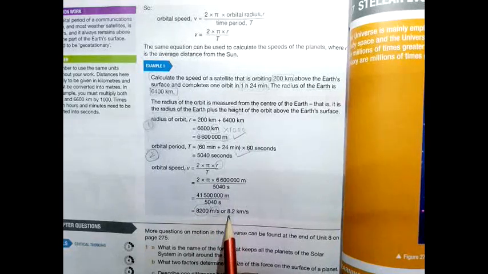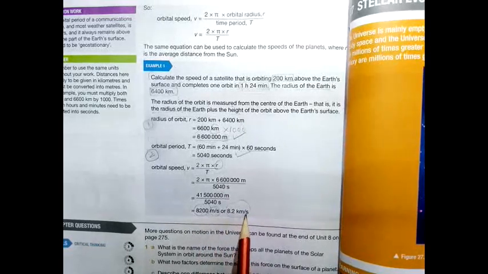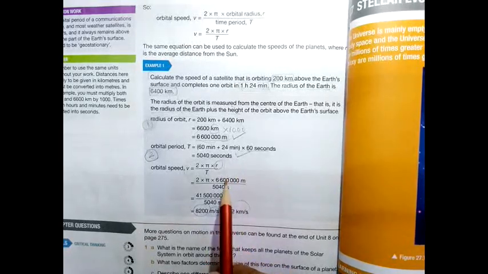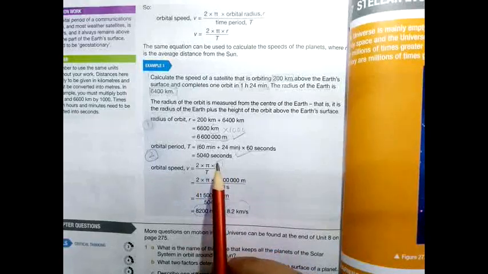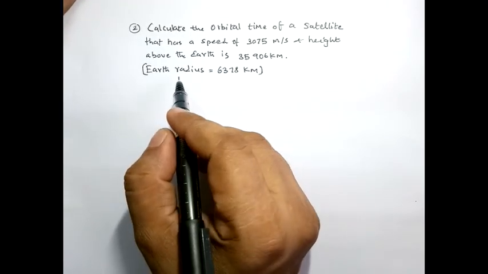Sometimes in the exam they might even ask you to show your answer in kilometers per second. You just have to convert this answer which is in meter per second into kilometer per second, and that's it. It is as simple as that. Boys and girls, now I'm going to work out this question.